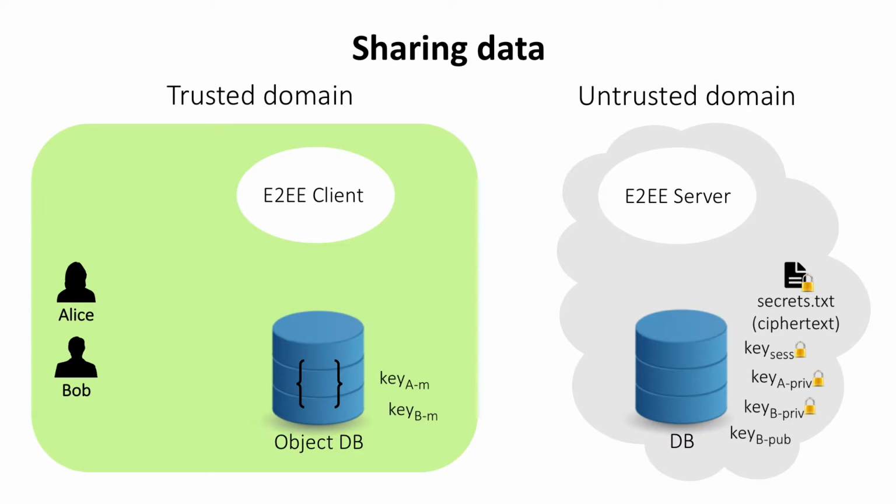First, the client retrieves Alice's protected private key from the untrusted domain and decrypts it with her master key pulled from the local database. The private key is now used to decrypt the session key retrieved from the remote storage. Finally, the client encrypts the session key with Bob's public key pulled from the remote database and stores it remotely.